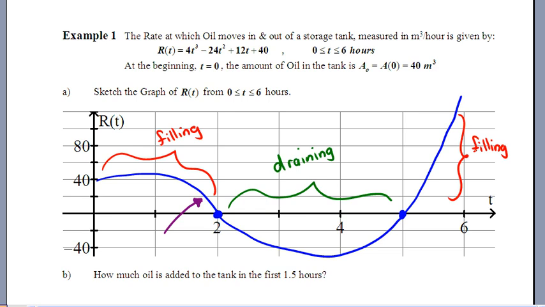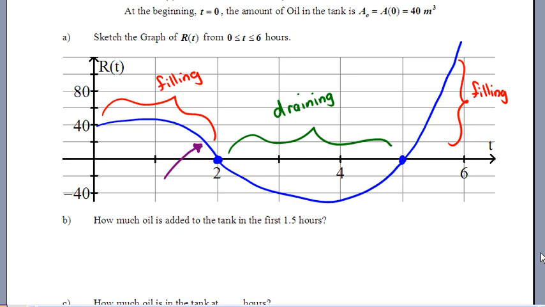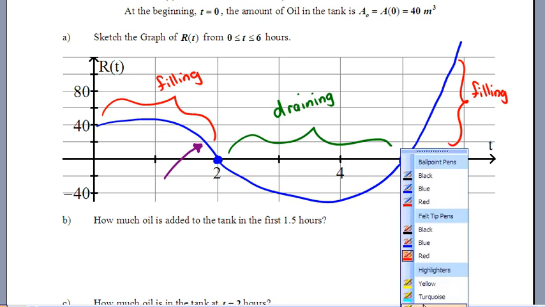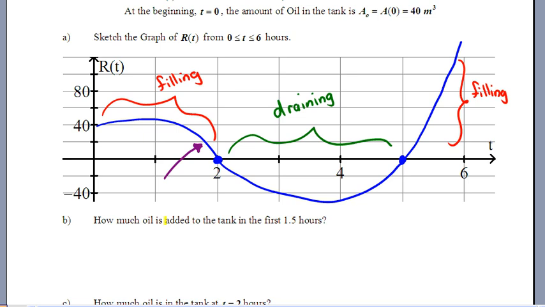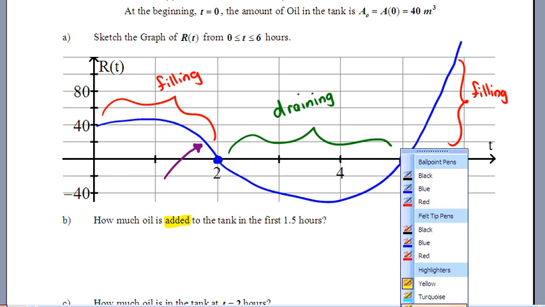So filling, draining, and then filling. Okay, what do we got? First question. How much oil is added to the tank in the first 1.5 hours? Okay, well, they only want to know how much was added. They didn't ask how much was in there overall. Now remember, there were 40 cubic meters in there at the beginning, but apparently this story doesn't care about that. It's just like, no, how much was added?